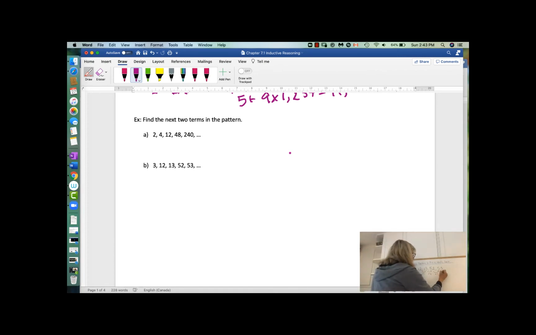So in that case, the next number, you would multiply 53 by 4, which is 212. And then you would add 1, which is 213. And those are our next two terms.